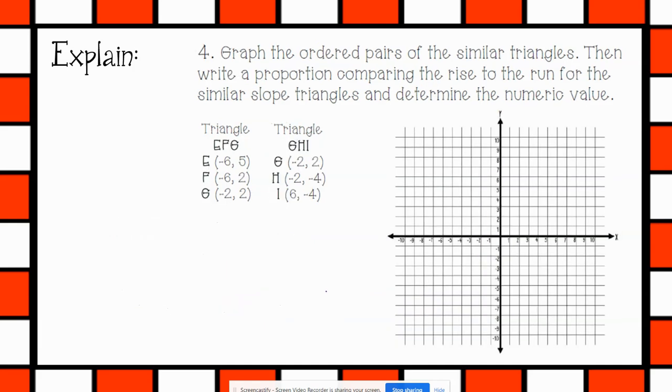For number 4, we have negative 6, 5, so that's left 6, up 5. That's going to be E. Negative 6, 2, that's going to be F. And then negative 2, 2, that's going to be G. Then we have G again, negative 2, 2. Then H is at negative 2, negative 4. And then I is at 6, negative 4.